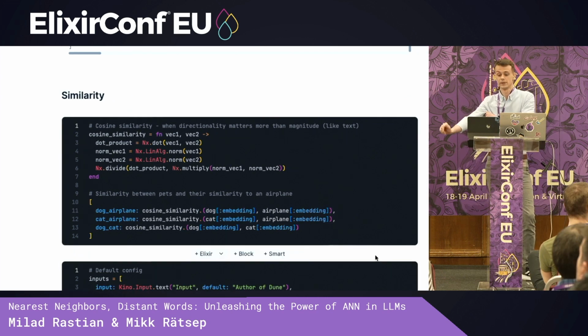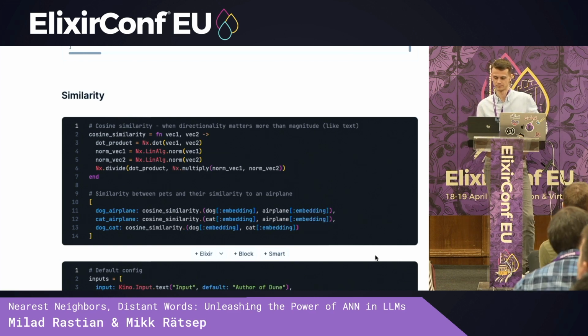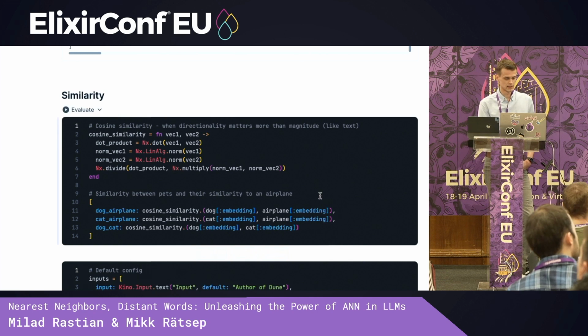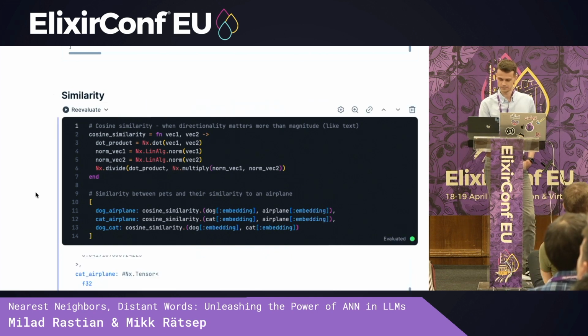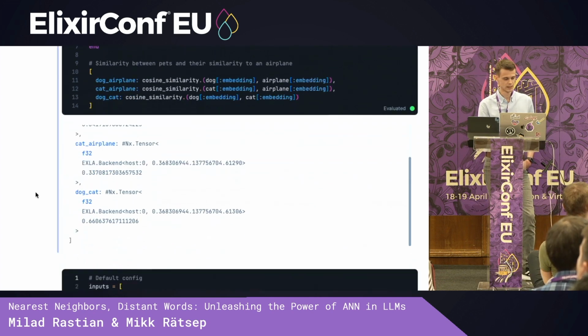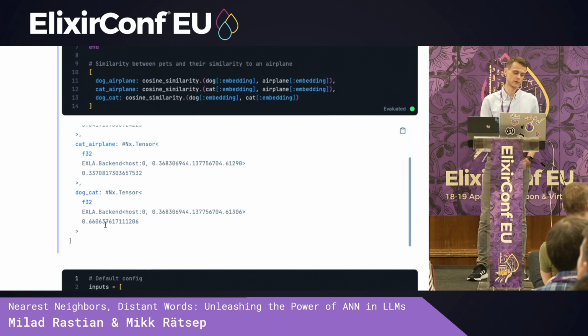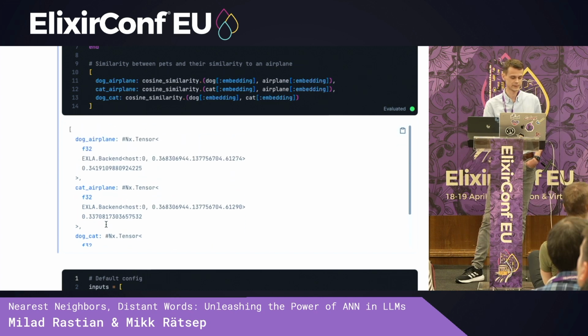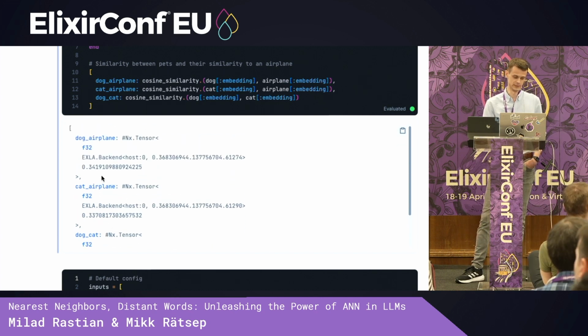So, in other words, we're going to see if a dog vector and a cat vector point in similar directions. So let's have a look. So in the bottom, we can see that dog and cat vectors are fairly similar, but airplane is quite dissimilar to either of the pets.